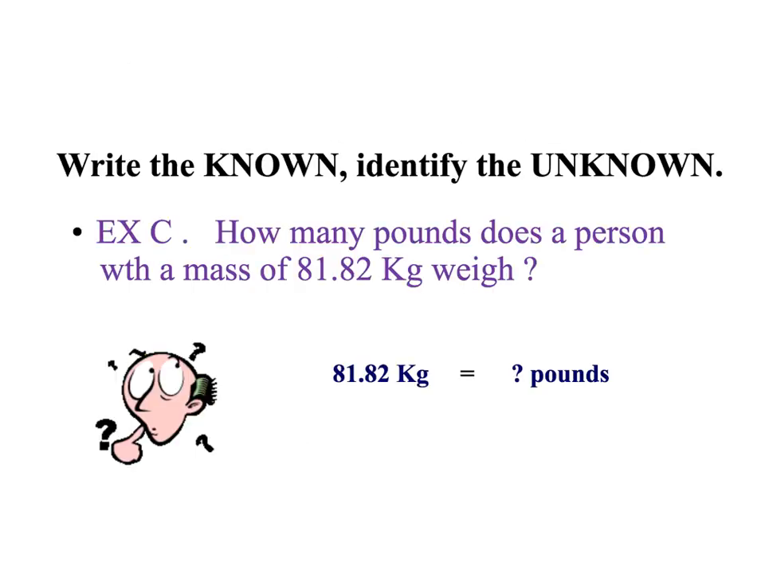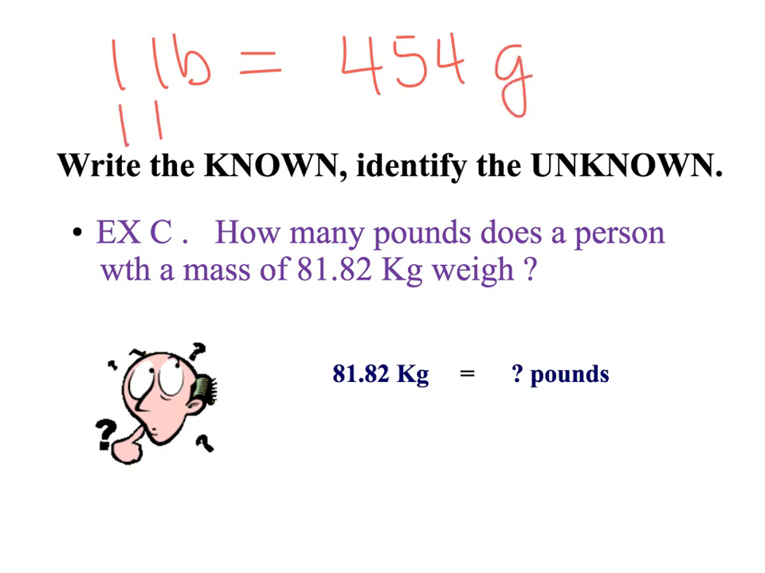Another example, we have 81.82 kilograms. We want to convert that into pounds. What do we do? Well, we need to look for a relationship, and on the chart, we see that we can take 1 pound, and we find out that that is equal to 454 grams. And we have another relationship that says 1 kilogram is equal to 2.20 pounds.